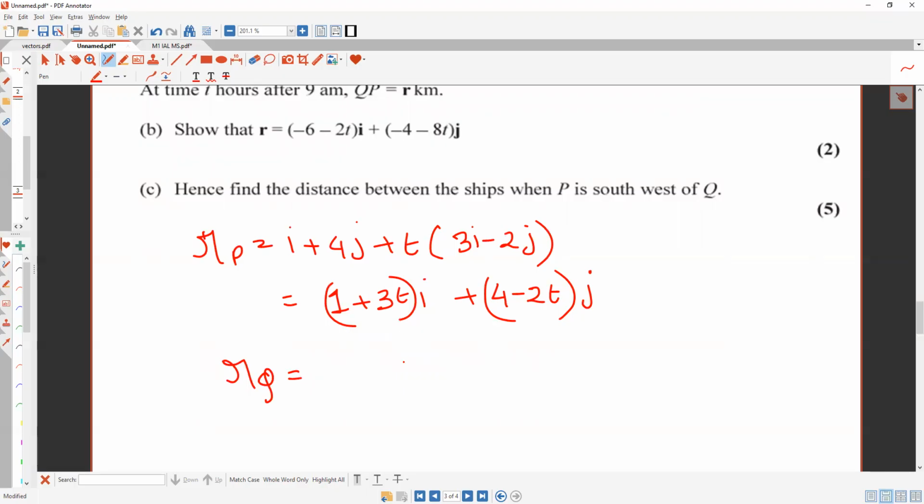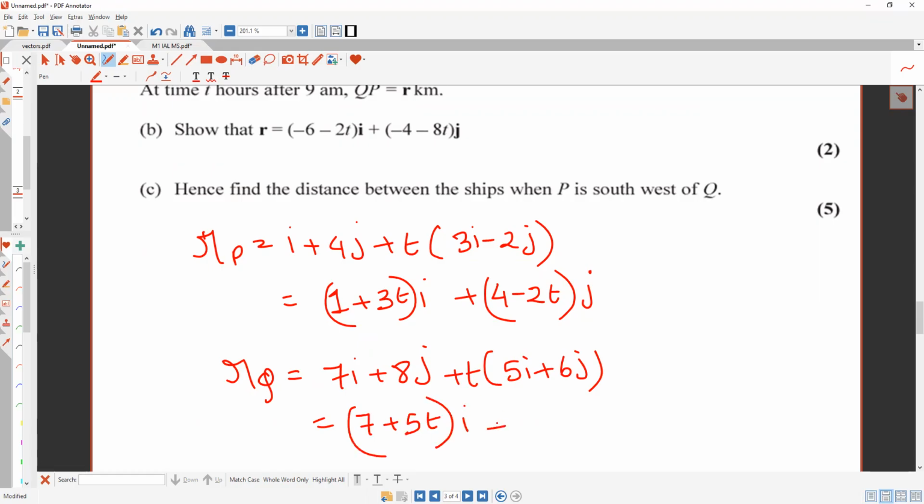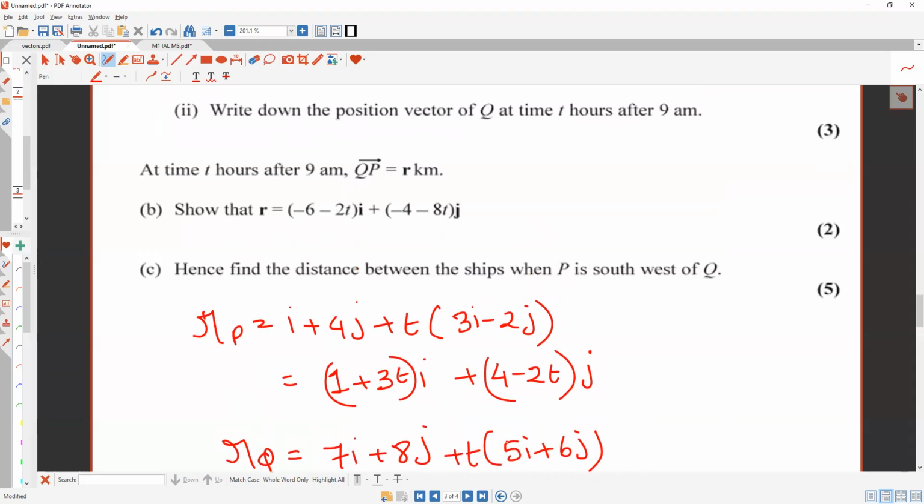Now what is rQ? rQ is 7i plus 8j plus t times (5i plus 6j). Then how will we resolve it? 7 plus 5t i, then plus 8 plus 6t j. Clear? So part A is over.